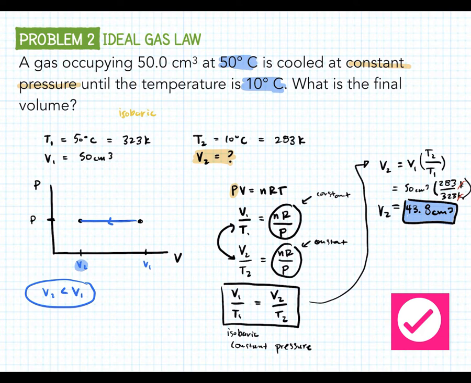So we started with our prediction, which is that our volume should be getting smaller. That's what we get from our answer. So that's a pretty good check that we did the thing right.